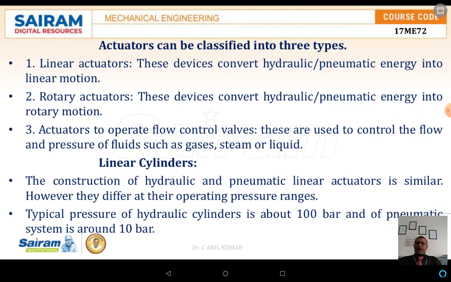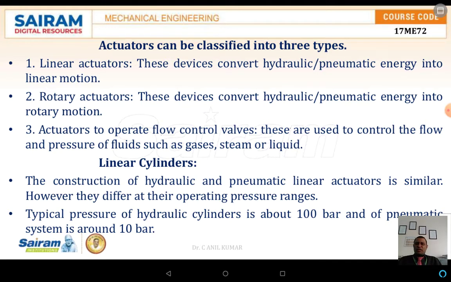Now here the actuators are used for the linear motion itself. Most of the actuators that we are using, either it may be hydraulic or it may be pneumatic, depending upon the type of the application, what pressures are required, and also how the actuation has to be done. It is also classified depending upon the type.